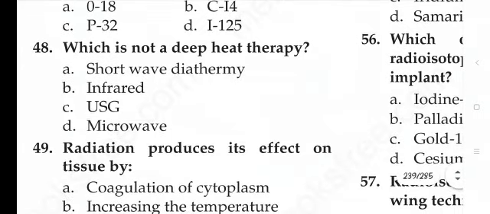Next, which is not a deep heat therapy? Options are option A short wave diathermy, option B infrared, option C USG, option D microwave. The answer of this question is option B, that is infrared.